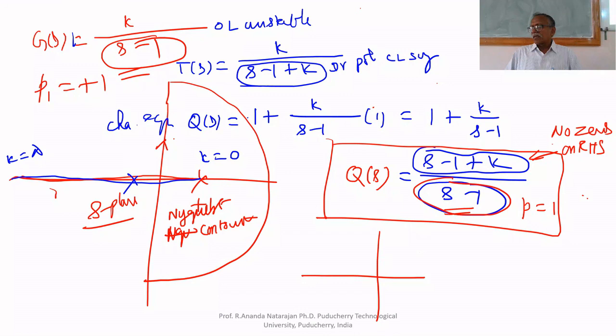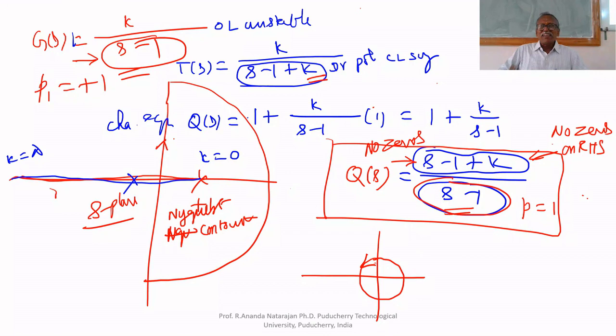The numerator of Q of S is the characteristic polynomial. That's why the roots of the characteristic polynomial should not be on the right hand side. No zero should be on the right hand side. It should not encircle in the clockwise direction. But it will encircle once in the anti-clockwise direction. Why? Because the denominator of Q of S is S minus 1. That is fixed. One open loop pole is on the right hand side. That's why it will encircle the origin only once. Therefore, the system is stable.